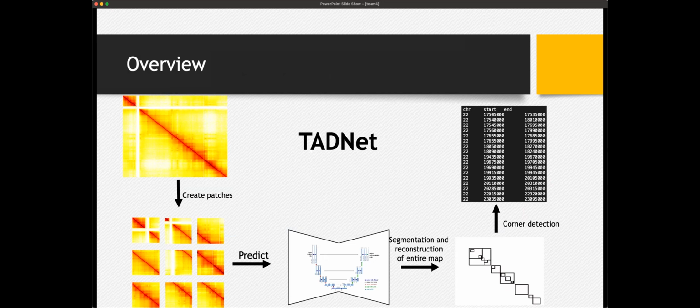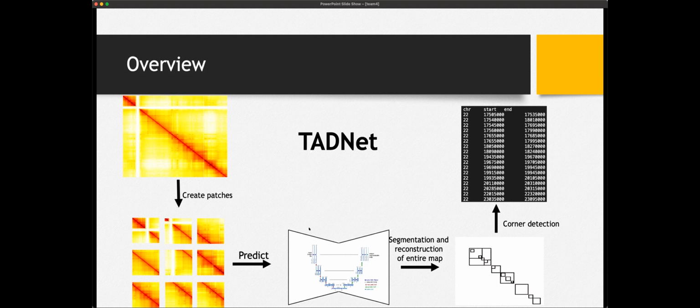The biggest problem with the Hi-C data is memory constraints, and we don't have enough chromosomes for training this correctly. That's why we split these heat maps into smaller patches and used them for prediction. We then reconstructed the entire map after passing it through the network, and can then reconstruct the TAD prediction for the entire chromosome. After this, we do Harris corner detection to call the corners and get our final output in a form similar to Arrowhead.